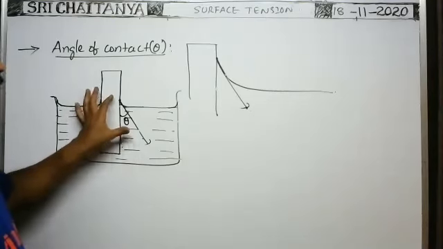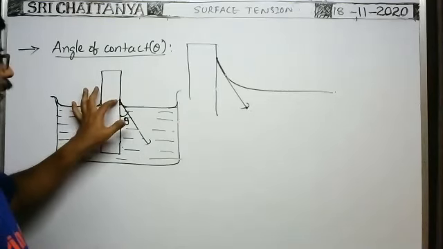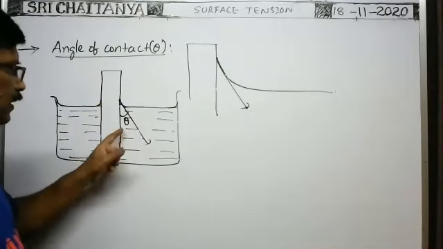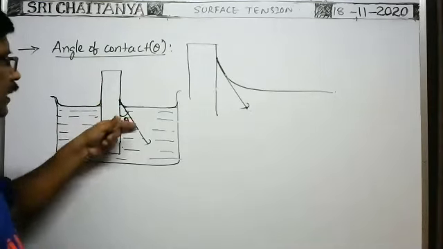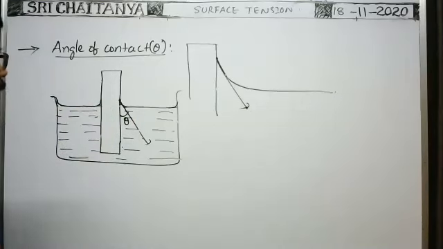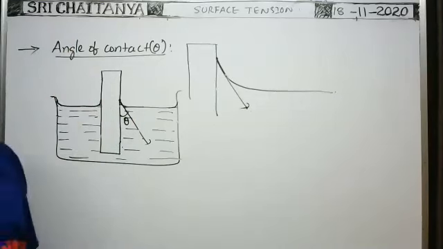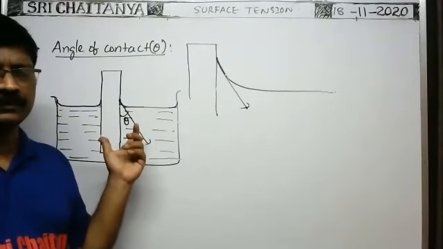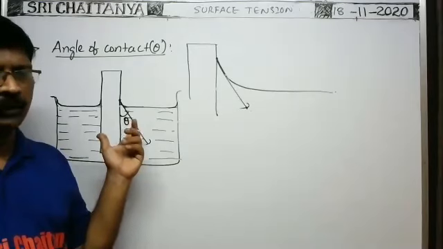The angle made by the tangent drawn at the point of contact of the liquid with the solid, to the surface of the liquid, with the surface of the solid inside the liquid, that is called the angle of contact. So theta is the angle of contact. Have you followed this one? Have you understood this?